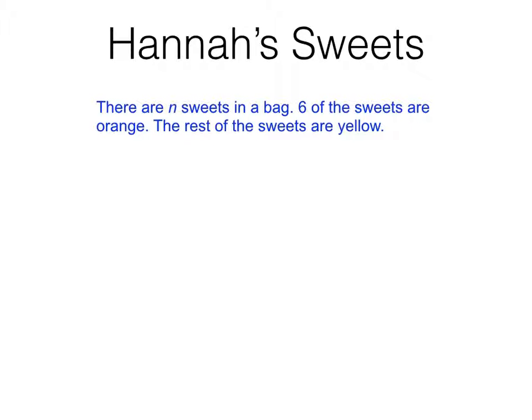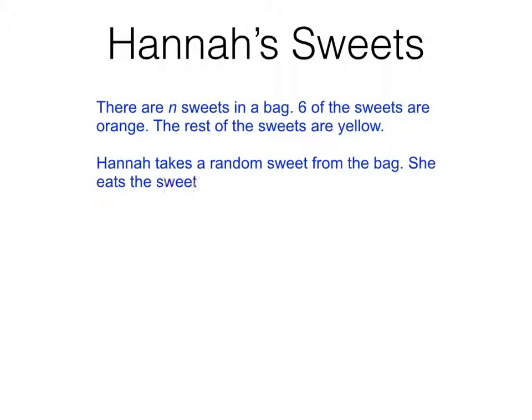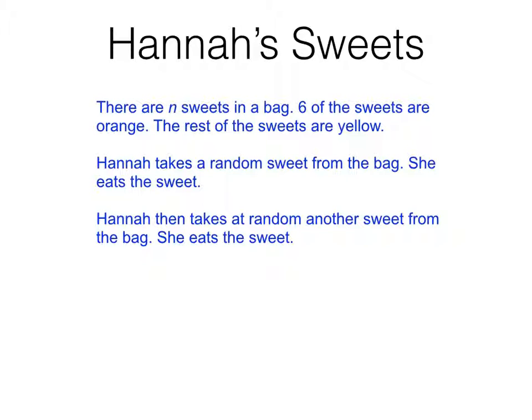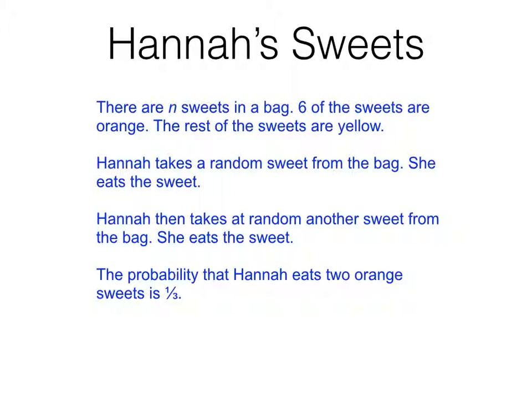So here's the question. There are n sweets in a bag. 6 of the sweets are orange, the rest of the sweets are yellow. Hannah takes a random sweet from the bag. She eats the sweet. Hannah then takes, at random, another sweet from the bag. She eats the sweet. The probability that Hannah eats 2 orange sweets is 1/3. Show that n squared minus n minus 90 equals 0.